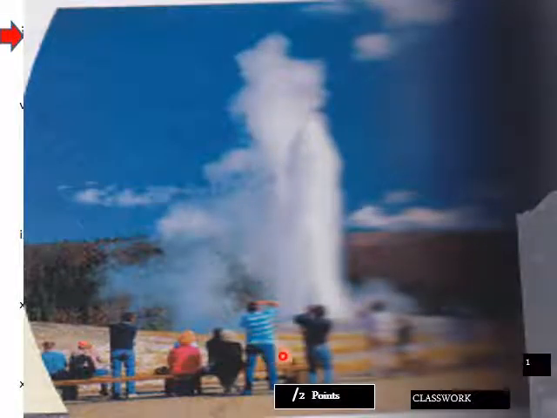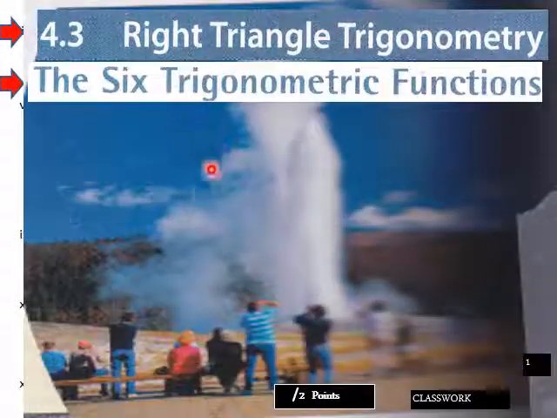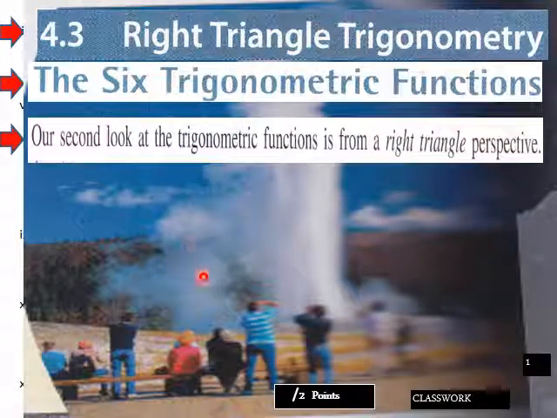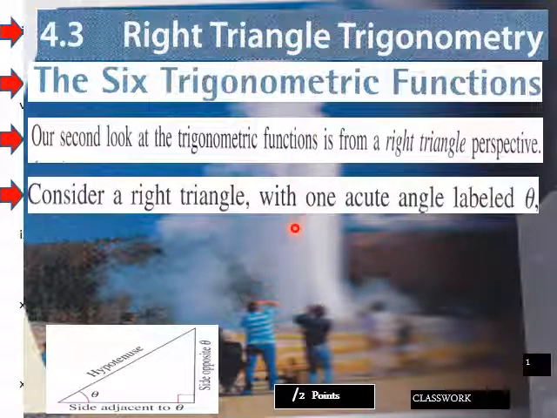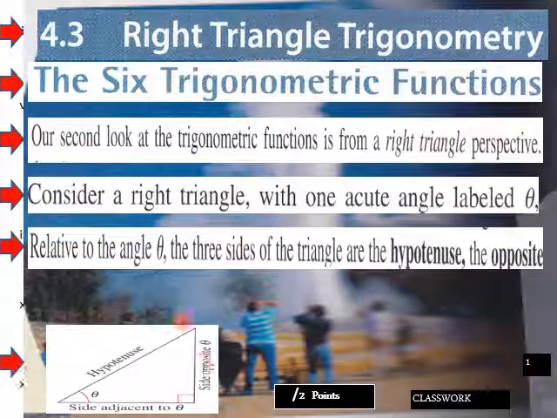Okay, into our lesson today, classwork page 1, right triangle trigonometry. There are 6 trigonometric functions. Our second look at trig functions is from a right triangle perspective. We have a right triangle here with a 90 degree angle, our hypotenuse, the side opposite theta, and the side adjacent to theta, all relative to the angle theta.